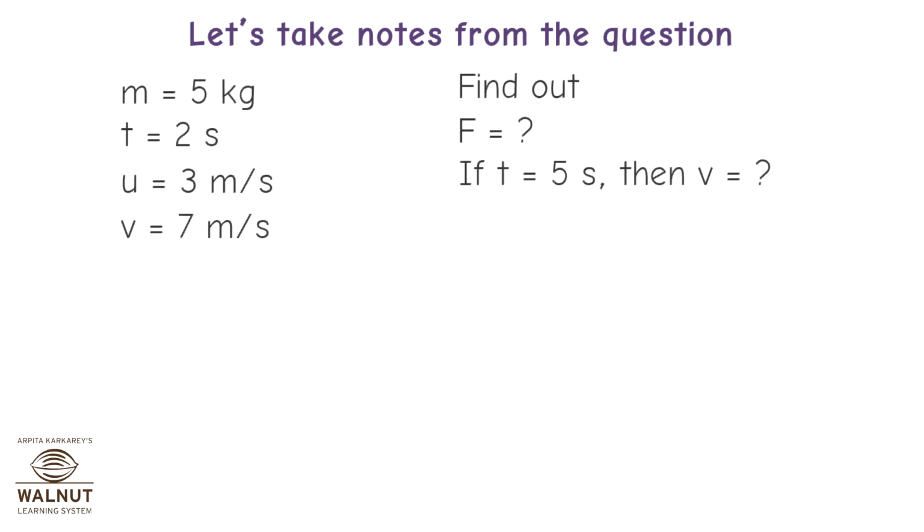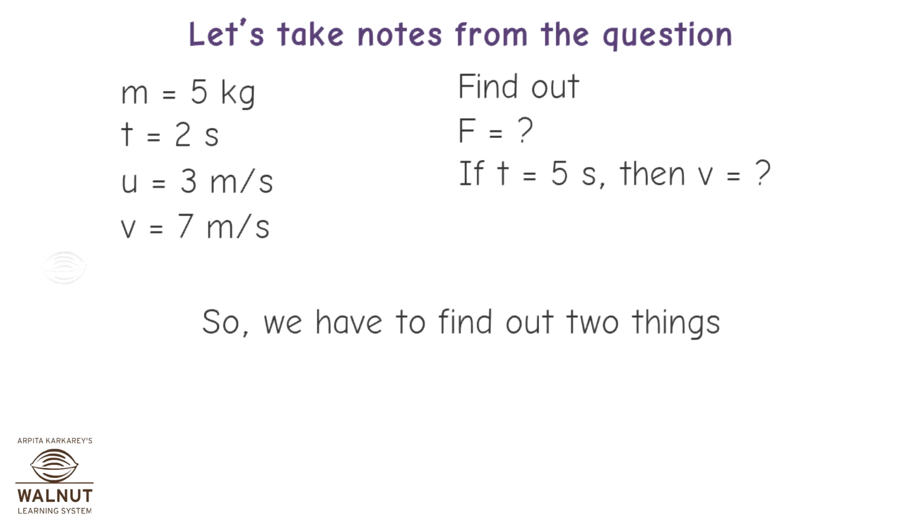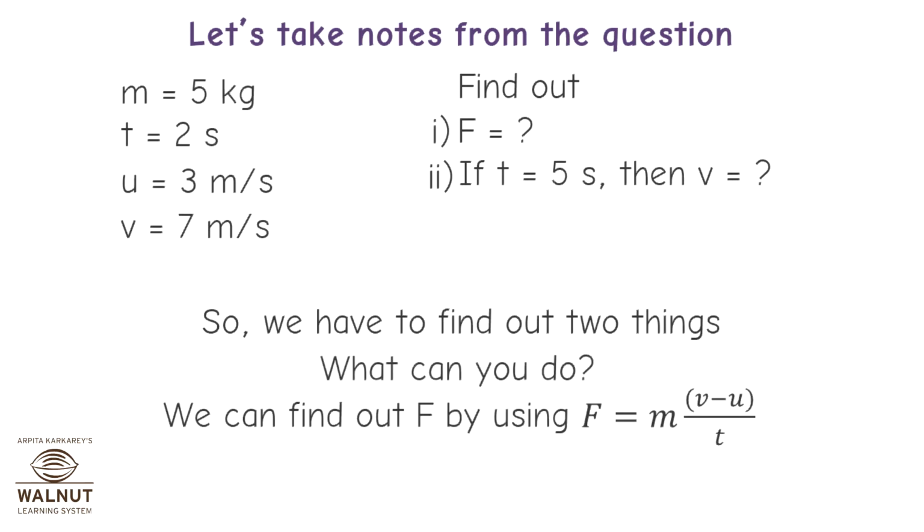If T is equal to 5 seconds, then what is V? So, we have to find out two things. One is the force and two is the velocity. What can you do? We can find out F by using F is equal to m into V minus U upon T. Let's do that first.